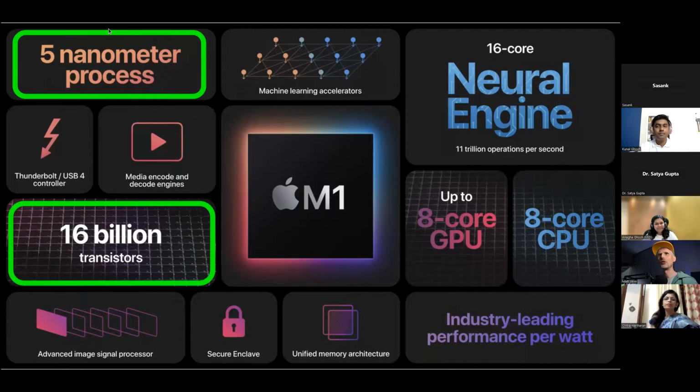And I just want to draw your attention to these two numbers, 5 nanometers and 16 billion. So a nanometer is 1 times 10 to the minus 9. So you have to divide by 10 9 times to go from a meter down to a nanometer. And 16 billion, a billion is 1 times 10 to the 9. So you have to times 10 by itself 9 times to get up to the number of transistors inside a chip.